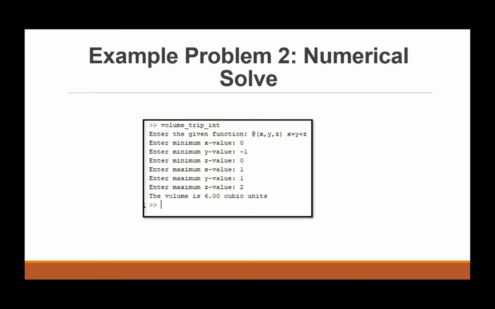Now as you can see from the script file, and if you looked at the previous problem, in that problem it was with respect to dy dx dz, instead of dx dy dz as the first one. Because of the script file, it doesn't actually matter the order of the variables, it still gives you the exact same volume, which in this case is 6.00 cubic units.